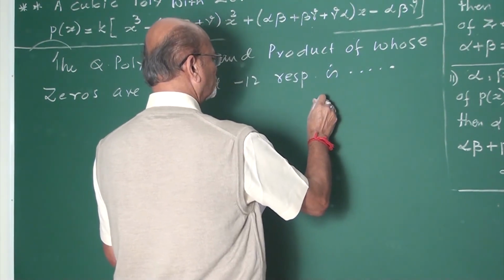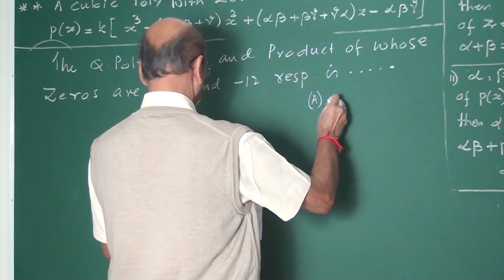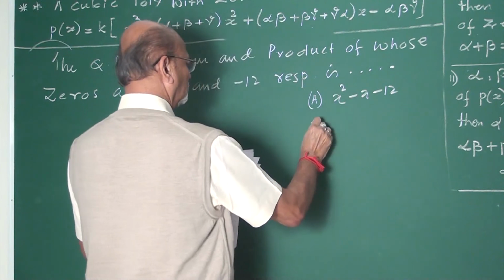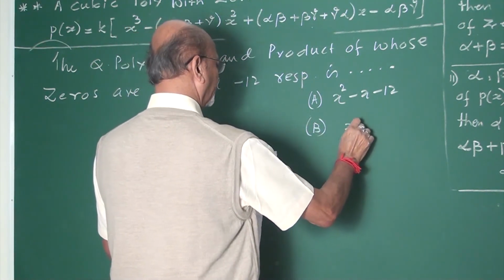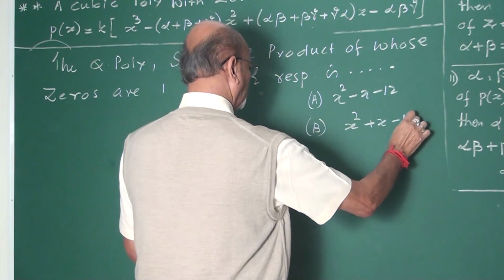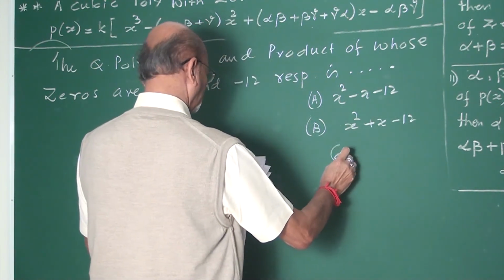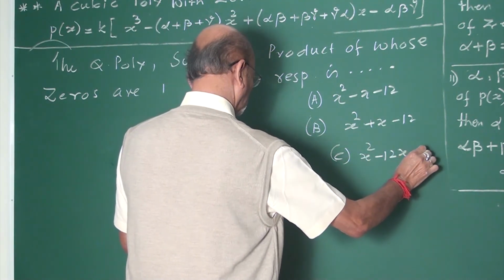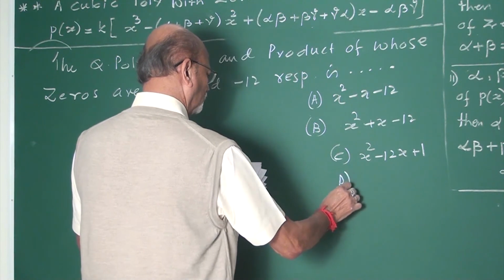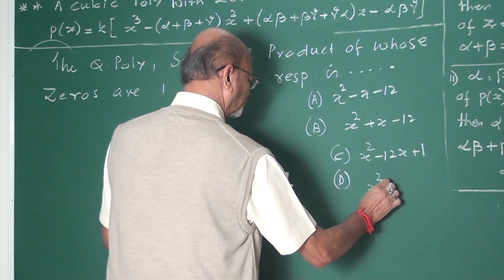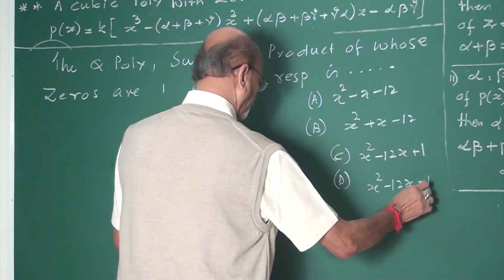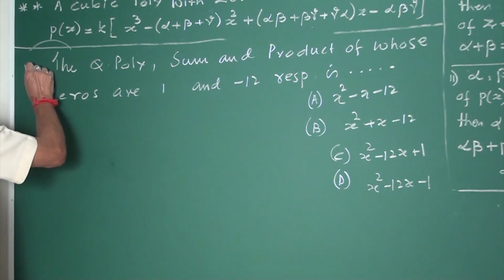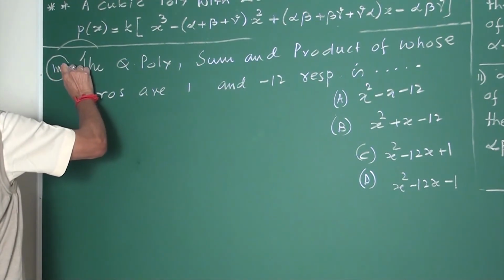My friends, these are the options. First option A is x square minus x minus 12. Option B, it is x square plus x minus 12. Option C, this is x square minus 12x plus 1. Fourth option D is x square minus 12x minus 1. These are the options. And then, my friends, this example is objective type, appeared under one mark question.